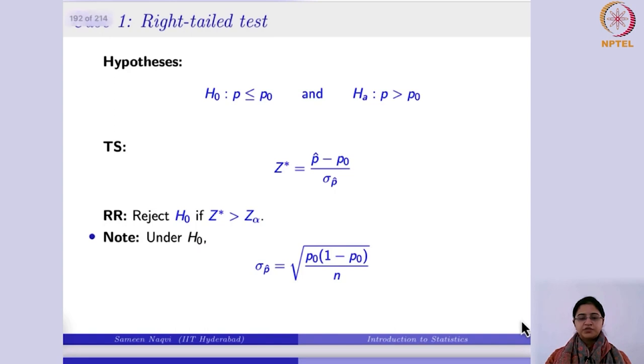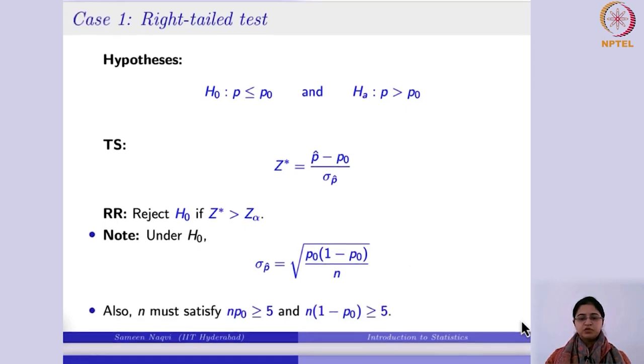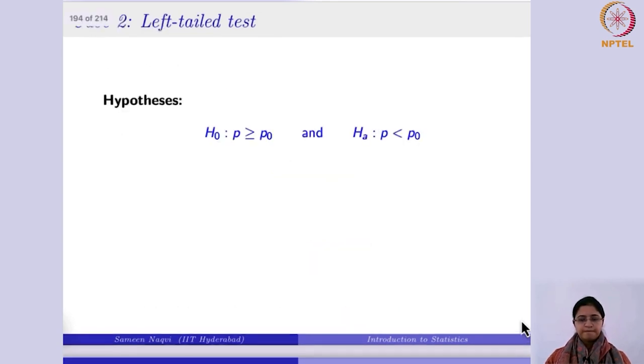Under the null hypothesis, we know that sigma p hat is basically this. We have seen it earlier also, and we need to check the condition that n p naught is greater than or equal to 5, and n times 1 minus p naught should also be greater than or equal to 5. That is, both should be at least 5. Only then would this approximation hold true. We have studied this earlier also.